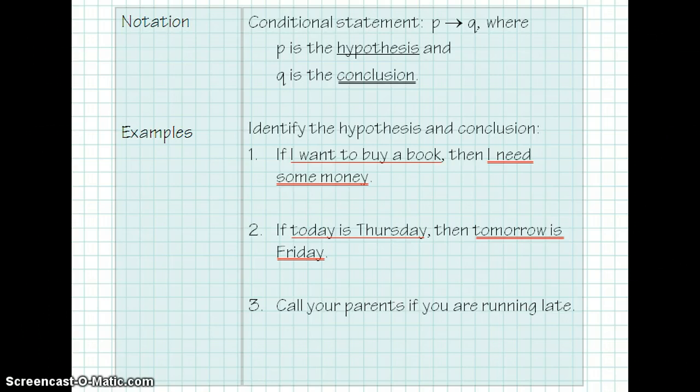Now the sentence, call your parents if you are running late, is a little bit tricky because my if is not the first word in the sentence. But again, my hypothesis is still the part of the sentence coming after the word if, so you are running late is my hypothesis, and call your parents is my conclusion, even though it's at the beginning.